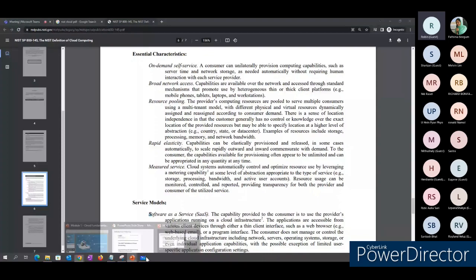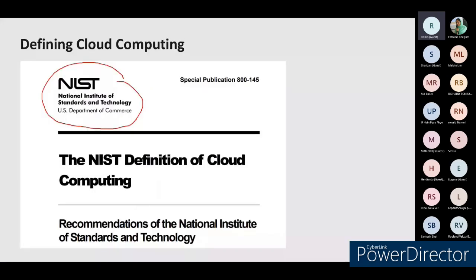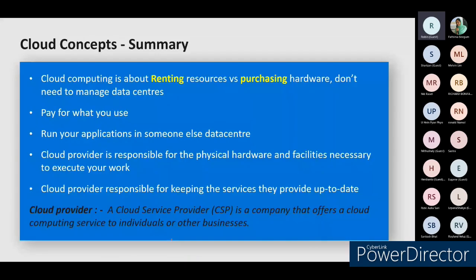Now NIST has given a beautiful explanation for the cloud. In summary, cloud computing means not purchasing any hardware. Instead, we are renting a resource, right? You don't need to purchase any hardware. Instead, based on the consumption, we pay money to the cloud service provider. Okay, I hope that point is clear.